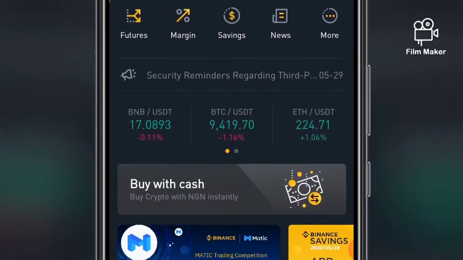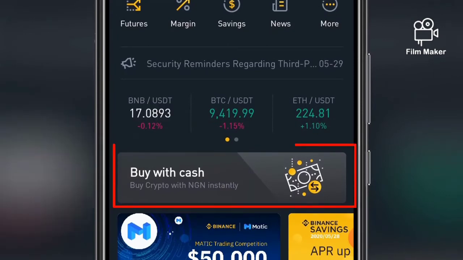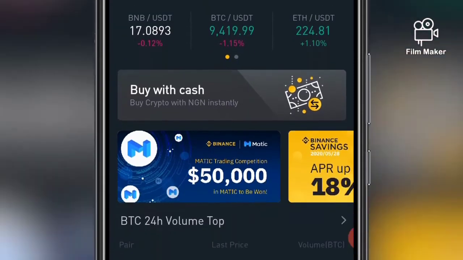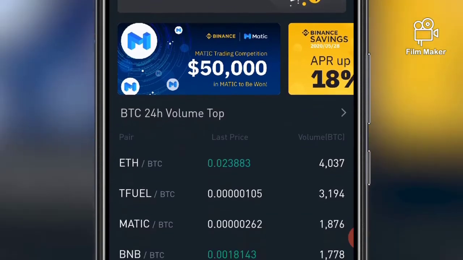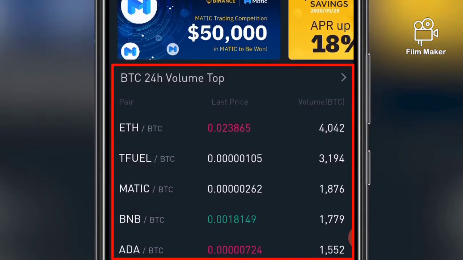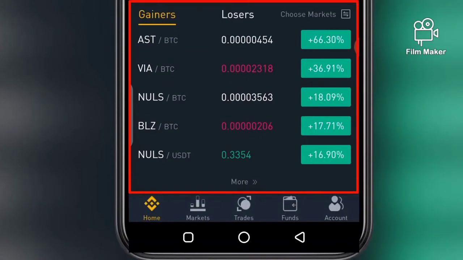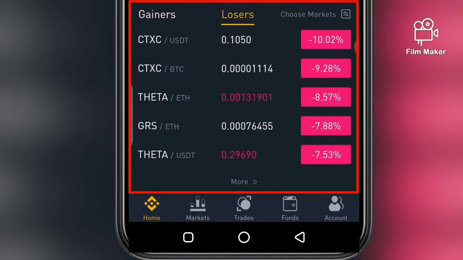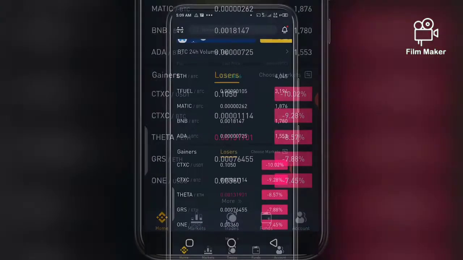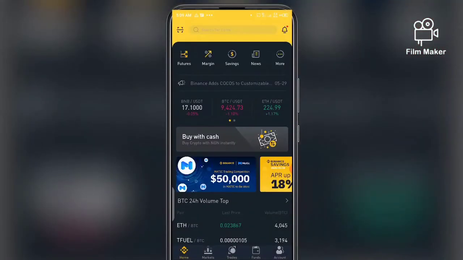Then below it, we have an icon. If you want to buy Bitcoin with cash, we have another icon, and we have top volume against Bitcoin. We also have the top gainers in the past 24 hours, ESC against BTC, and we have the top losers in the past 24 hours. So that's that about the home tab.